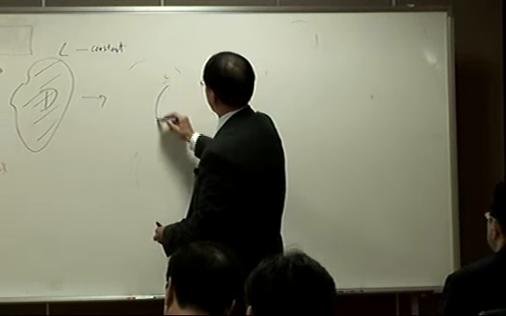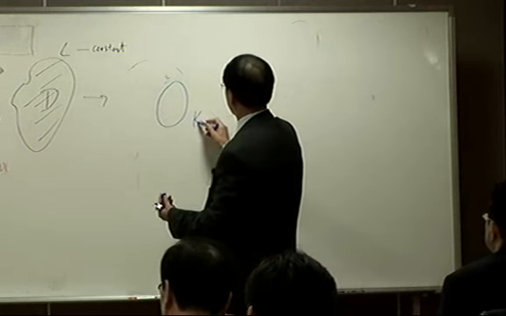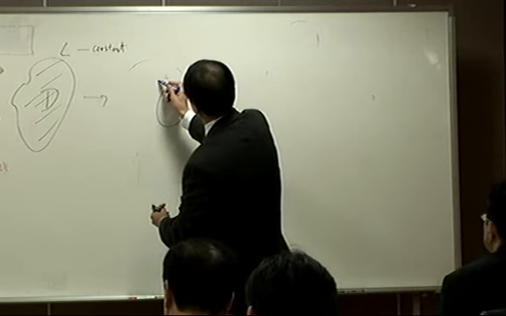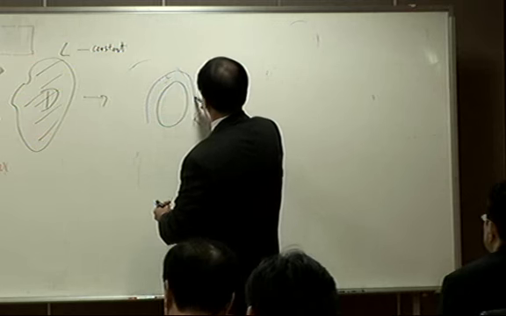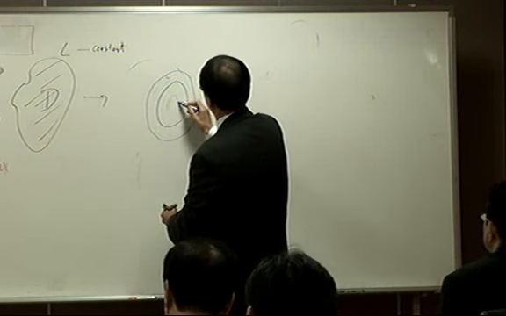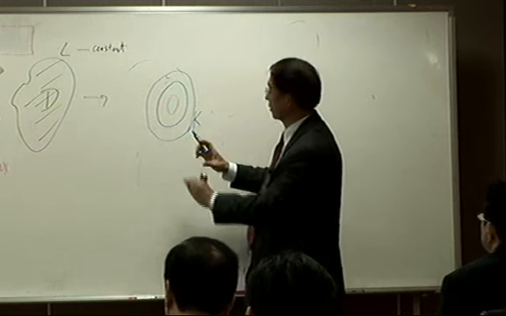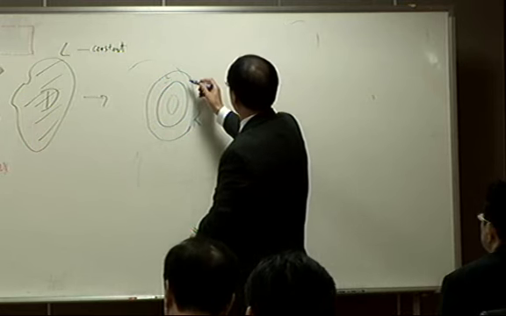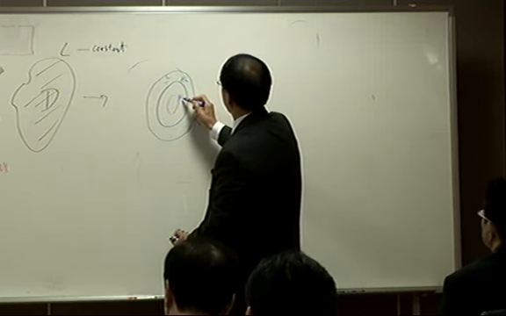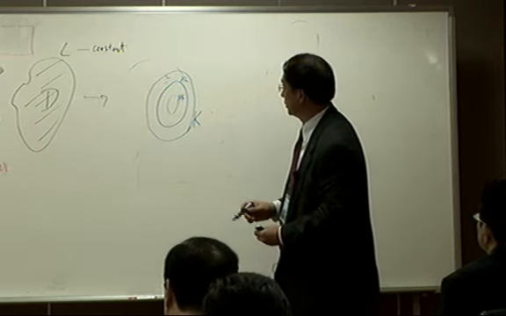If you have K here, this is K. Dilation is just expanding. If this is K, and this is lambda K, and this is another mu K, it can shrink or expand. This is dilation.